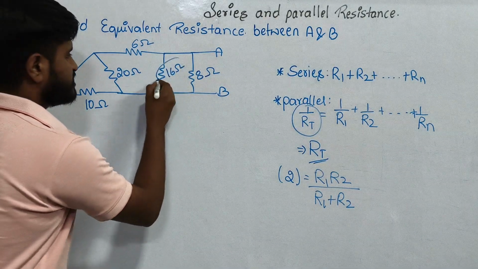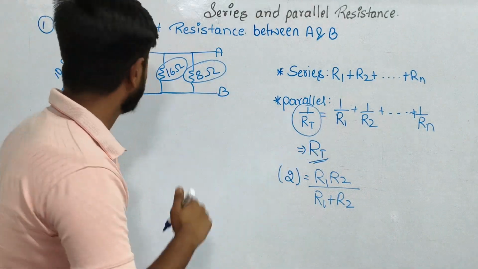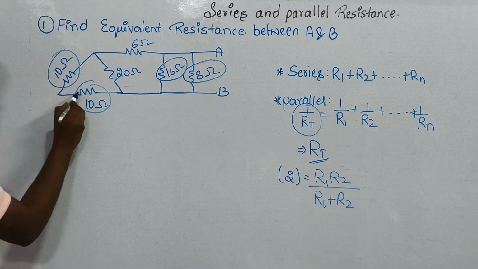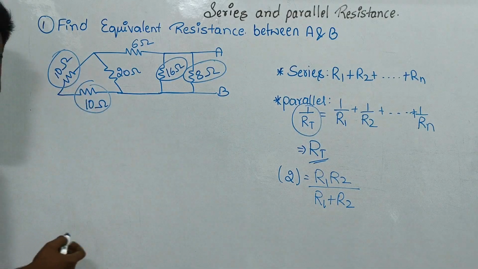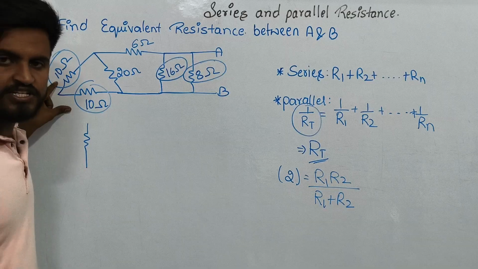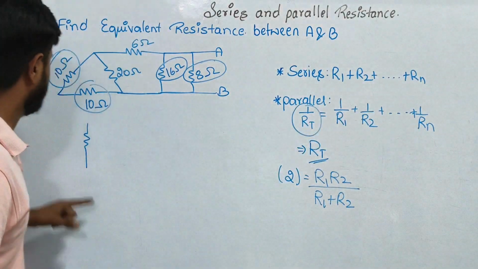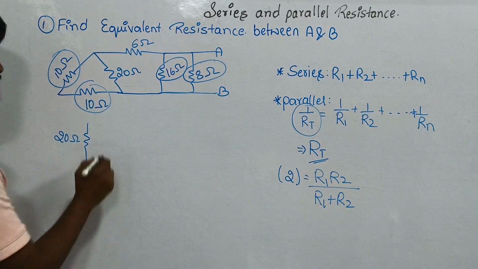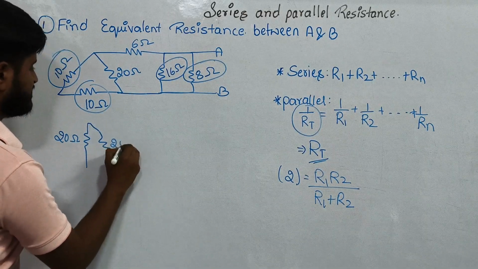If you see here, the 16 ohm resistance and 8 ohm resistance are parallel to each other, and the 10 ohm resistance and 10 ohm resistance are in series to each other. Here they are parallel to each other, here they are in series. When two resistances are in series, you just add their resistance values. So 10 plus 10 will be 20. 20 will be the equivalent, so this is a 20 ohm resistance.